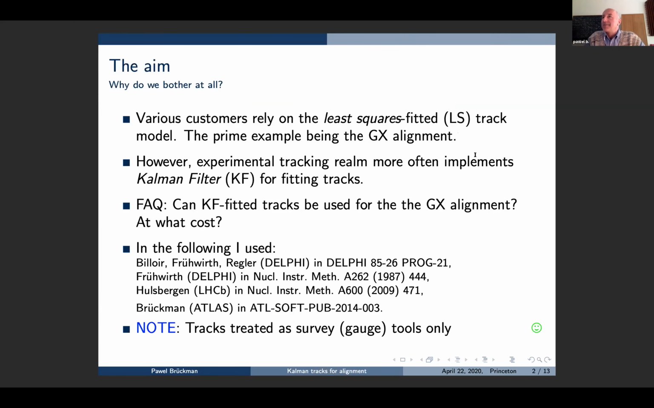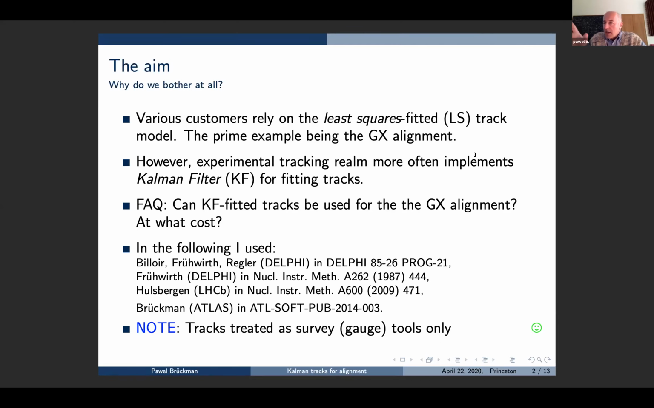What's the aim? Why do we bother at all? Various customers rely on least squares fitted track models. I would say the prime example is the global approach to alignment, so-called global chi-square alignment. However, the experimental tracking realm more often implements the Kalman filter for fitting tracks. So the frequently asked question is: can Kalman fitted tracks be used safely and efficiently for the global chi-square alignment, and at what cost?